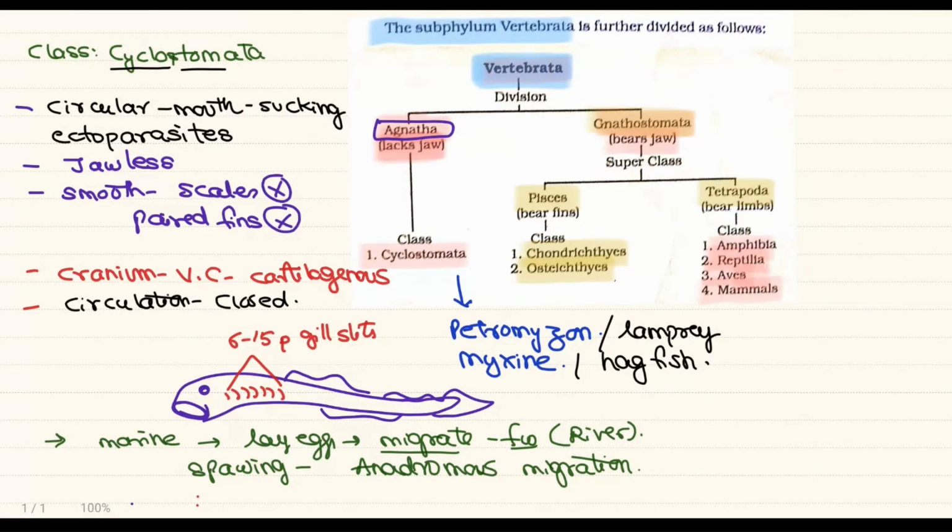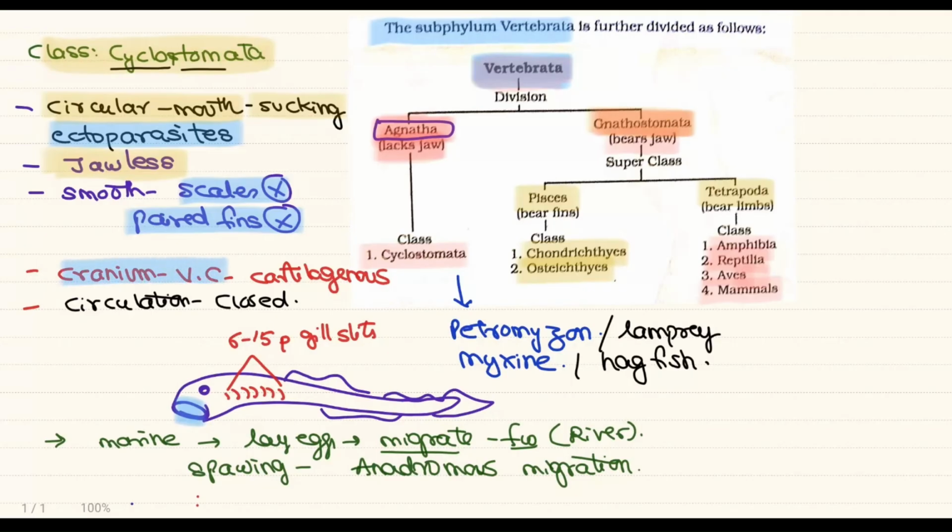So we have seen that the subphylum Vertebrata has Agnatha, that is the jawless vertebrates, and Gnathostomata, the jawed vertebrates. Under Agnatha, we have class Cyclostomata. Cyclostomes are jawless vertebrates. Cyclo means they have a circular mouth used for sucking. So these are basically ectoparasites on the body of fishes. Body is smooth, scales are absent, paired fins are also absent. You can see a circular mouth and you can see the unpaired fins.